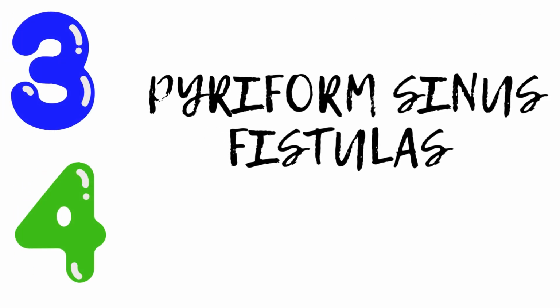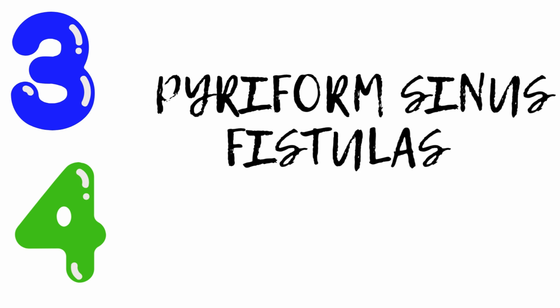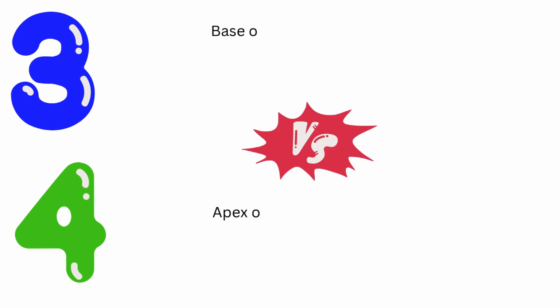Preoperatively, it is difficult to differentiate between the third and fourth branchial cleft anomalies. Commonly, the fourth branchial cleft anomalies arise from the apex of the pyriform sinus rather than the base, which may be determined at the time of diagnostic rigid endoscopy.